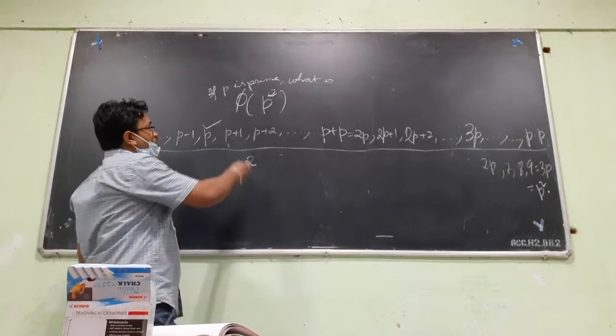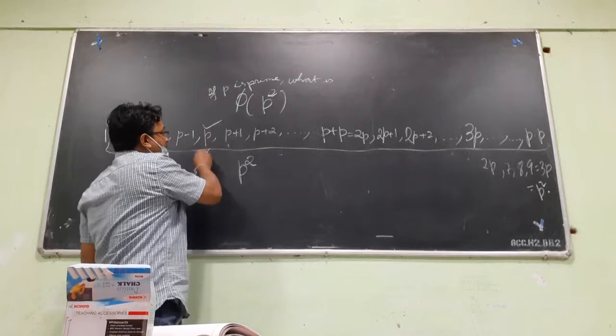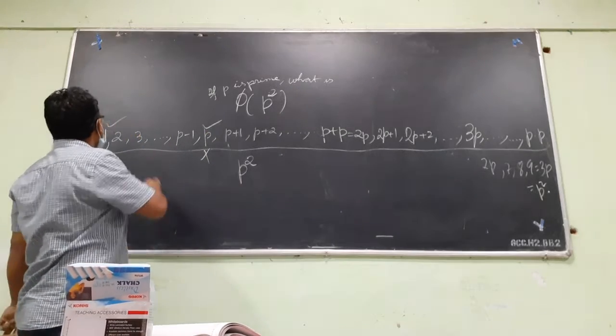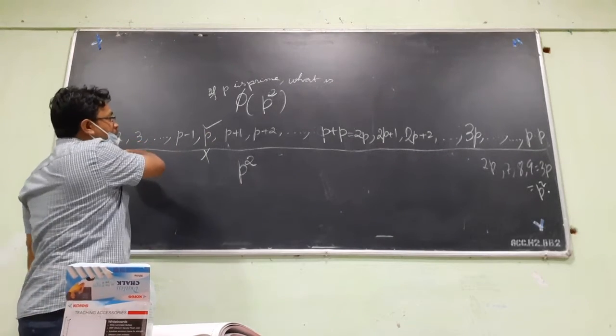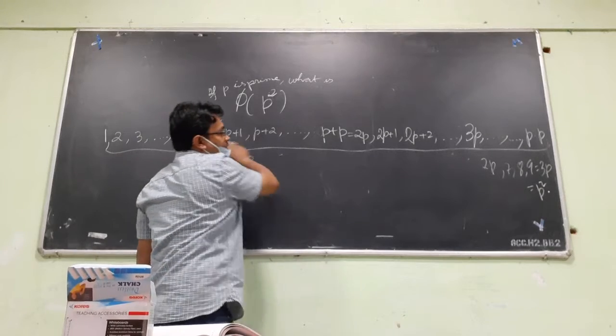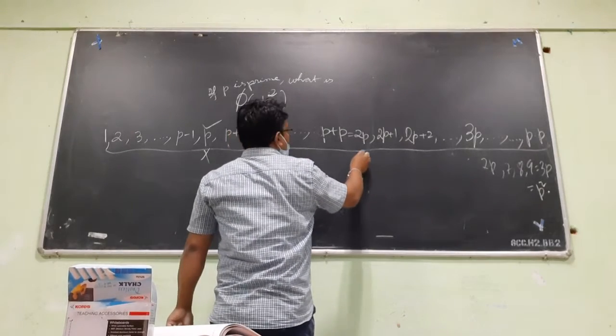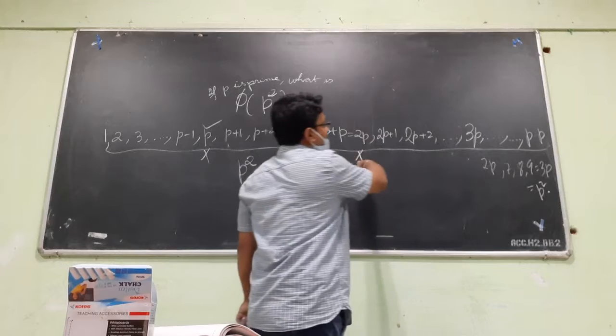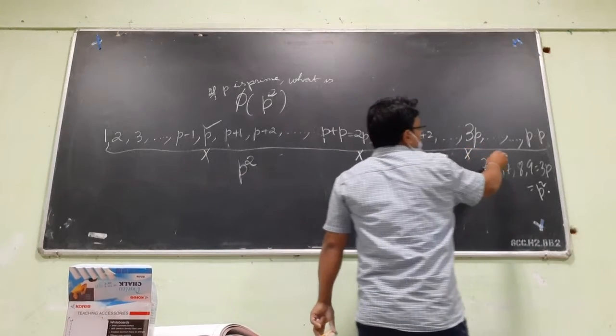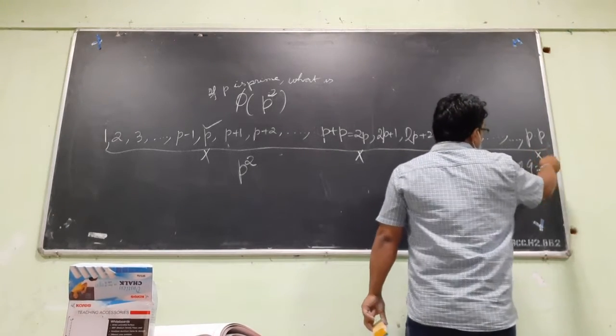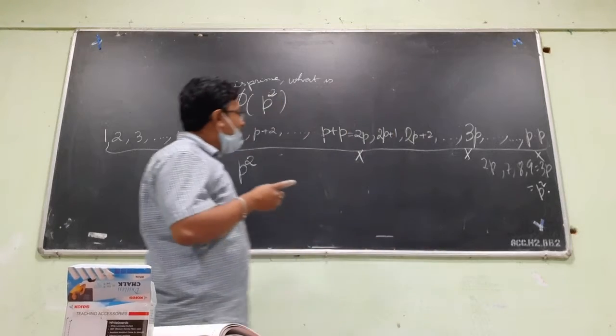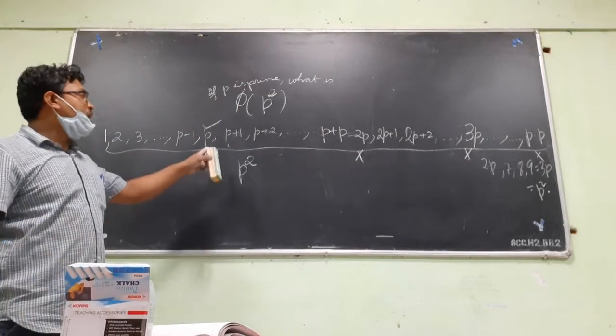So these numbers are not relatively prime to p. 1 is relatively prime. P is not relatively prime. 2p is not relatively prime. Then 3p is not relatively prime, and pp is not relatively prime. So how many are there which are not relatively prime to p square?